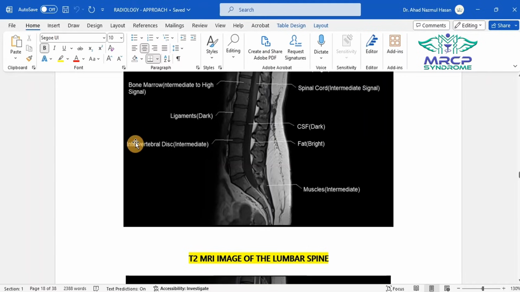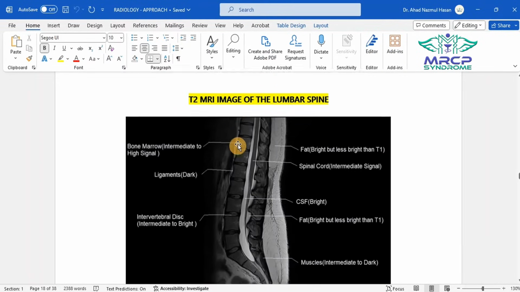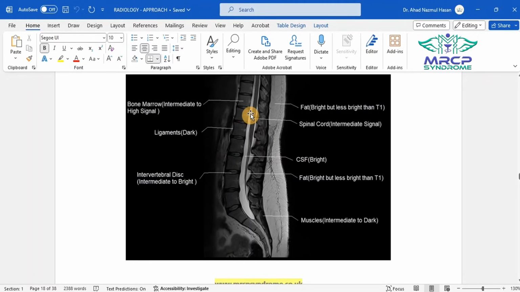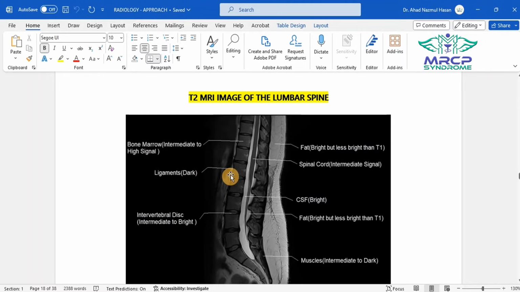And the intervertebral disc is usually iso-intense. And in case of T2, the CSF would be bright. The ligament is also dark. So ligament is dark both in T1 as well as in T2. So whenever there is any abnormality, any tearing or inflammation in the ligament, it will appear as hyperintense, whether in T1 or T2.